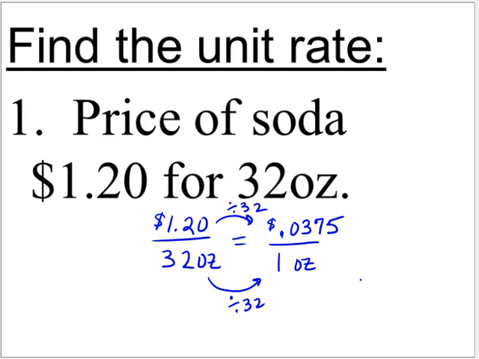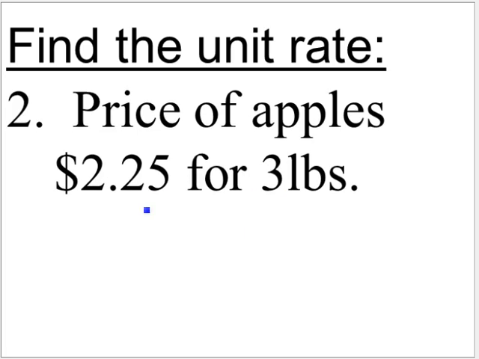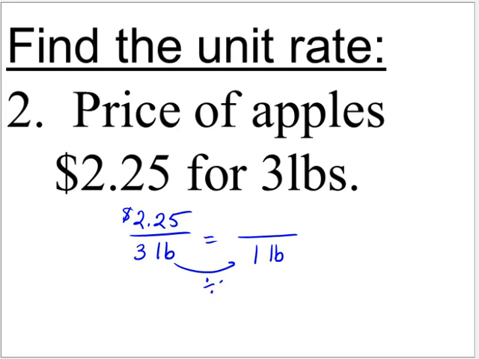Moving on to a second example. Second example I'm going to give you is the price for apples. So we've got price over pounds. Again, I want to make this a unit rate, so that means the bottom's equal to 1. That means I'm going to divide by 3. And on top, I'm going to divide by 3. This time, I know what $2.25 divided by 3 is on the top of my head. So I'll just go ahead and write that as 75 cents. This would be my unit rate.